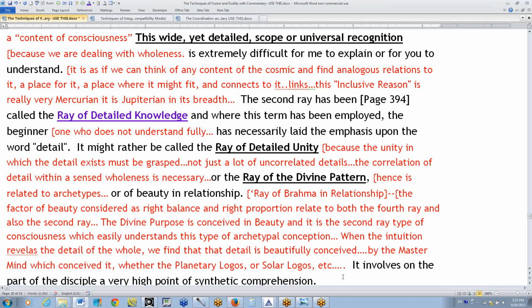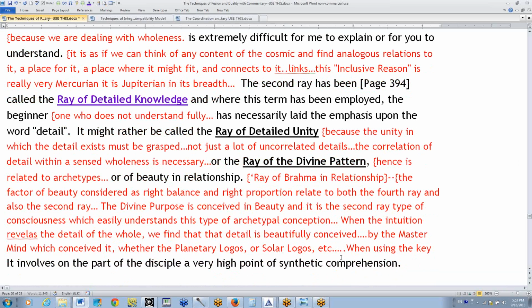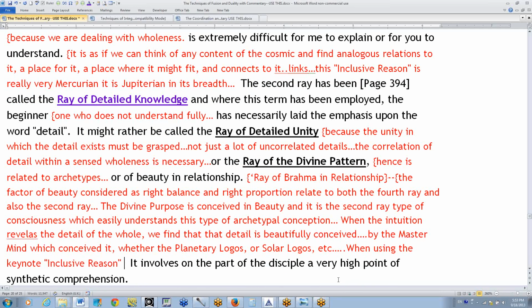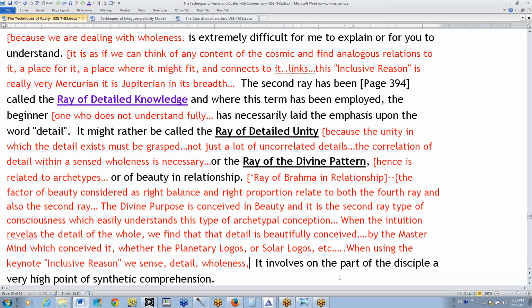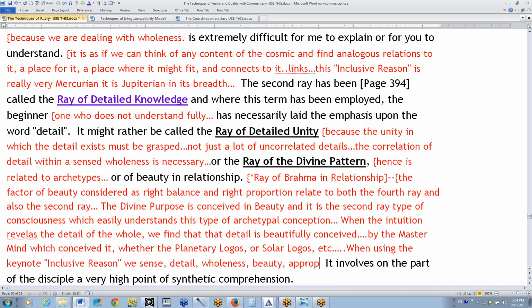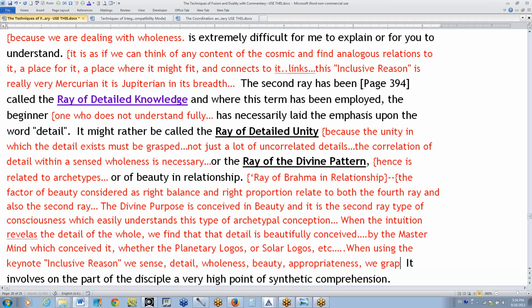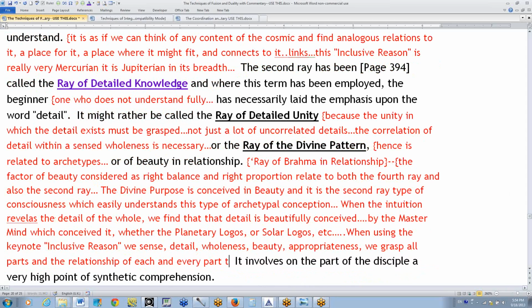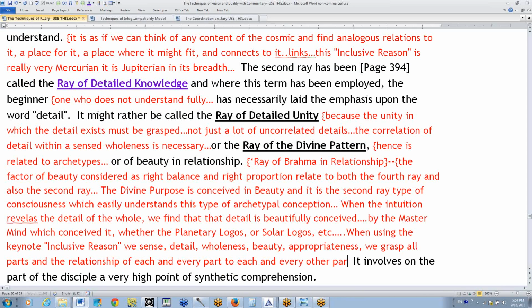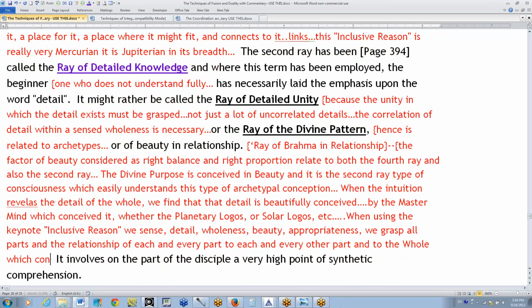So when we use the formula or the keynote, when using the keynote inclusive reason, we sense detail, wholeness, beauty, appropriateness. We grasp all parts and the relationship of each and every part to each and every other part and to the whole which contains them. All right, I think, for the moment that's the best I can do.